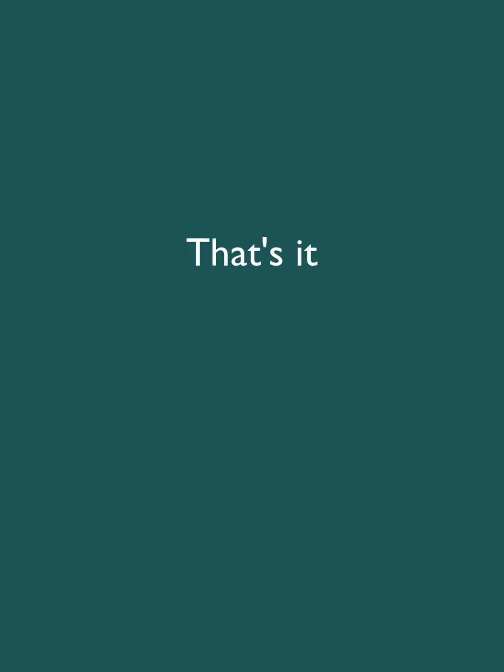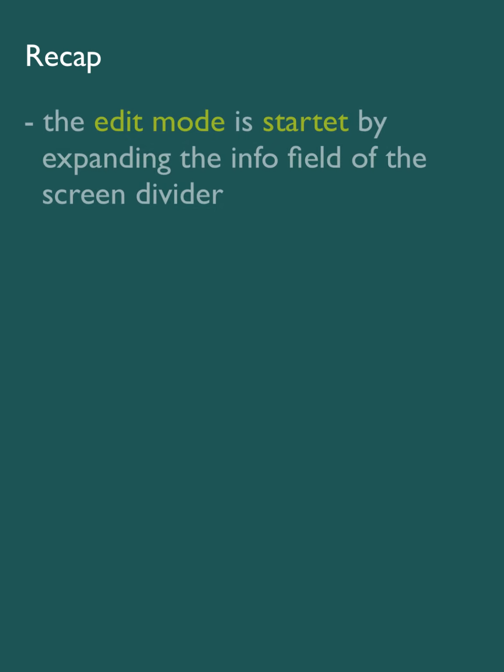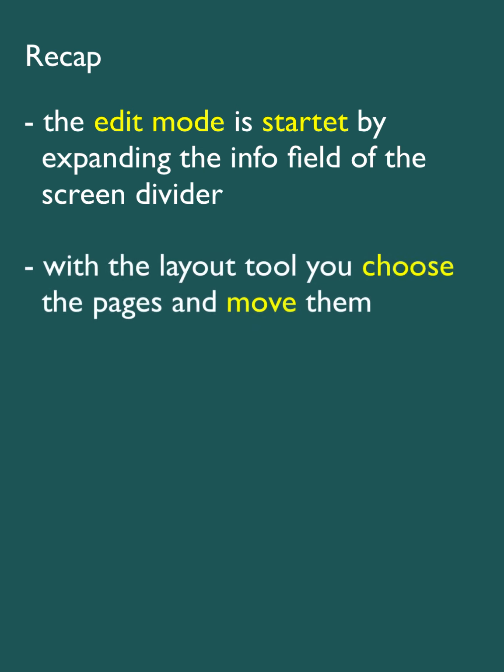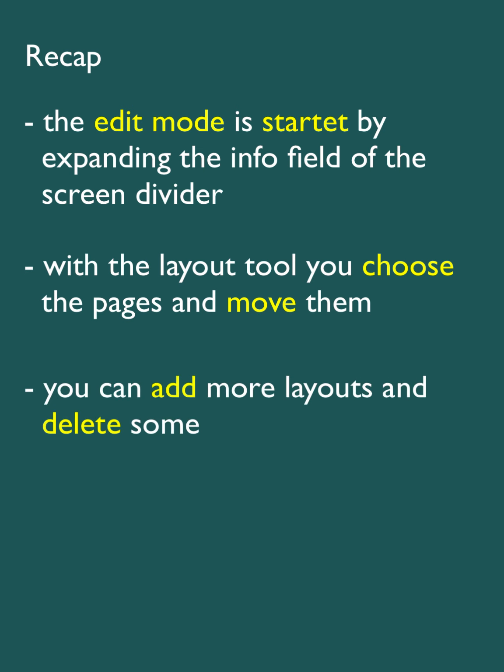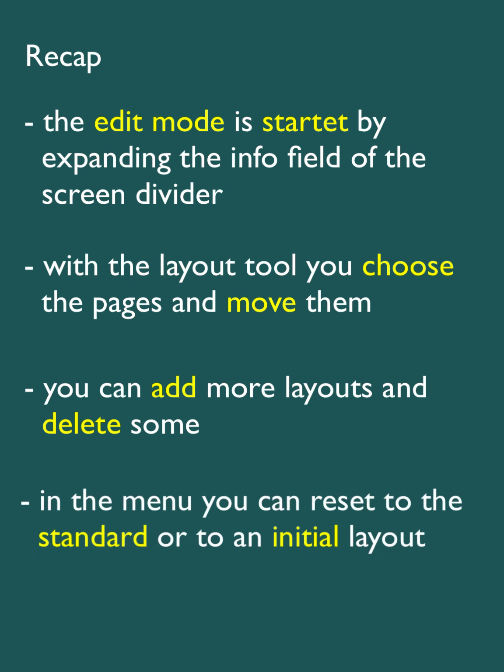We have now come to the end of this long video. Here is our summary. Editing mode is started or ended by moving the info field. With the Layout tool, you can select the pages of an area and also move them. You can add more layouts and delete some. From the menu, you can reset to the default or to an initial layout.